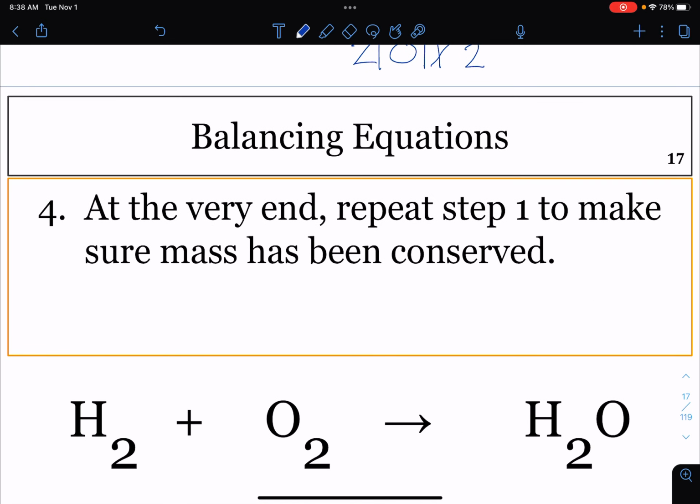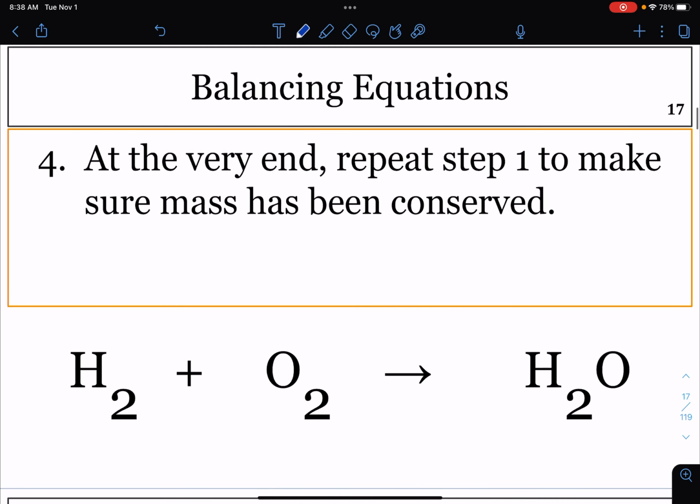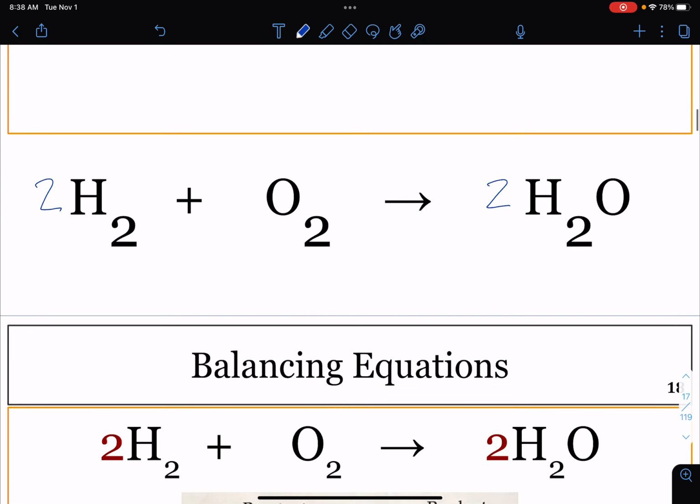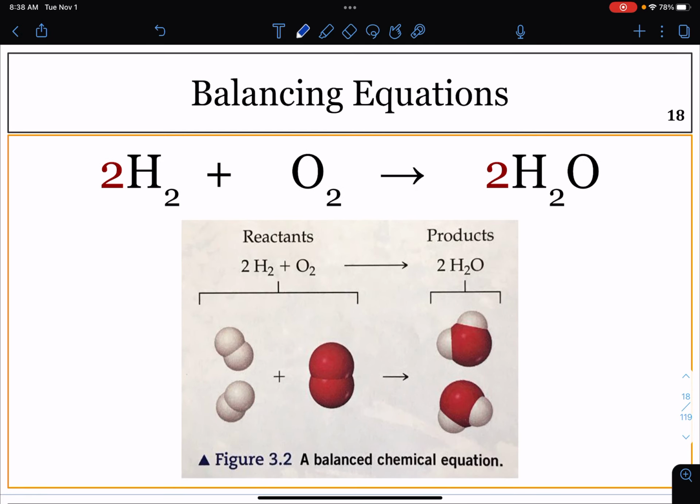Step 4 says, at the very end, repeat step 1 to make sure mass has been conserved. So we need to count if we have our 2 and a 2 here as we had balanced it. We now have 4 hydrogen atoms on each side of the chemical reaction, and we have 2 oxygen atoms. Therefore, mass has been conserved. Remember, each atom has a small amount of mass, so we cannot destroy or create new mass or new atoms in a chemical reaction. Here's a great way to visualize what is happening.